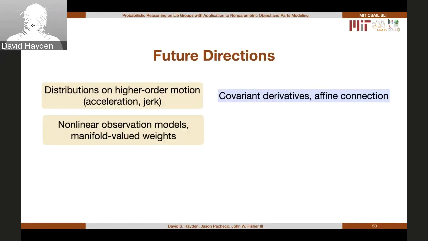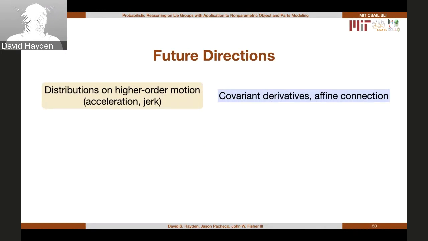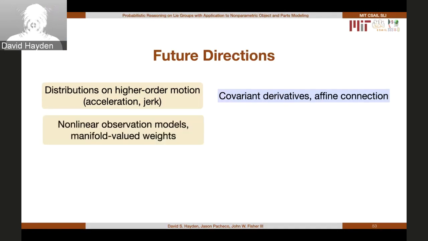Okay, so some future directions. We'd like to incorporate higher order motion models, so acceleration and jerk, but with the Lie group dynamics that involves some more complicated machinery. We'd like to do nonlinear observation models and manifold valued weights, so that we don't have just this Gaussian observation model where parts are encouraged to be ellipsoidal, but they could be more complicated. So for that, there's these structured variational autoencoders that allow you to combine Bayesian graphical models with neural networks.